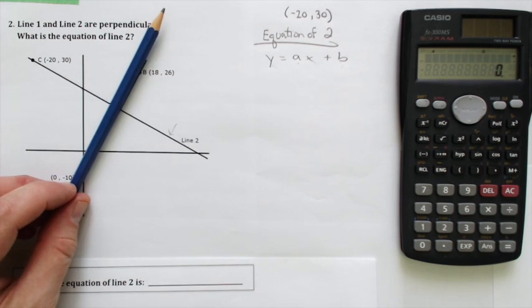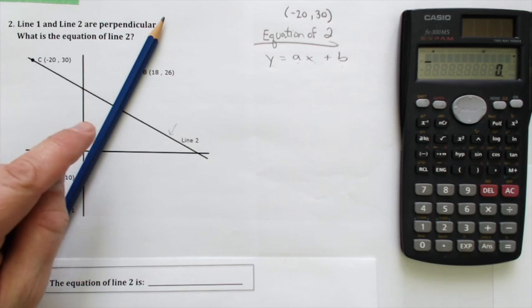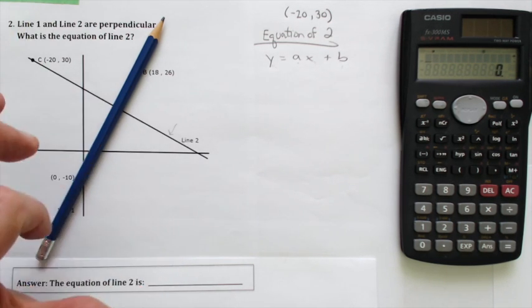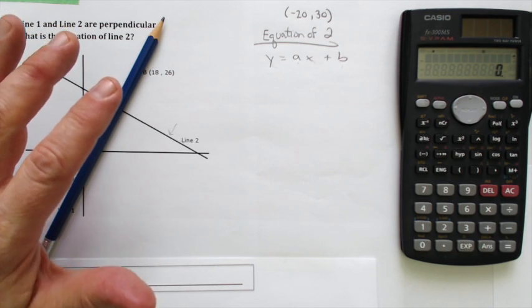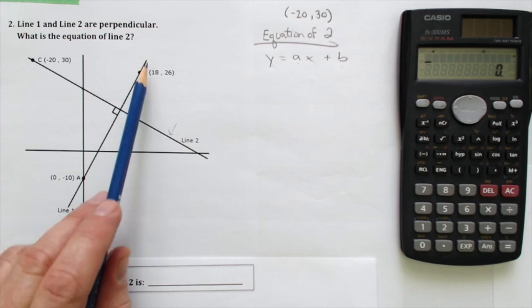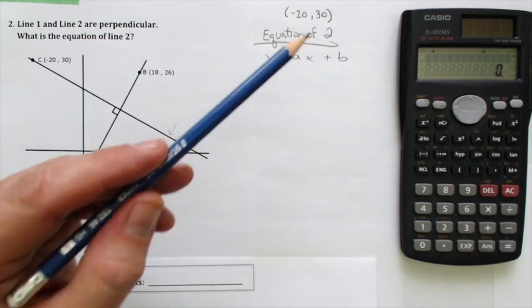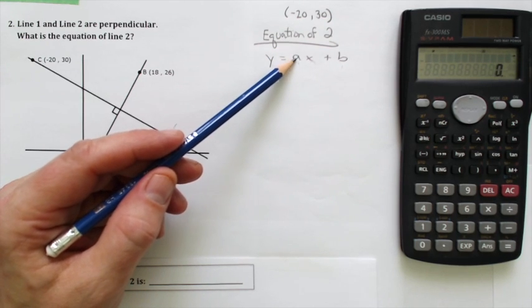But because we know the equation of this line, and because we know that this line is perpendicular, we can use this line right now that's hiding underneath my pencil to get its slope. And once I have the slope of line 1, I can take the negative reciprocal of it, since they're perpendicular, and that will give me my a on equation 2.